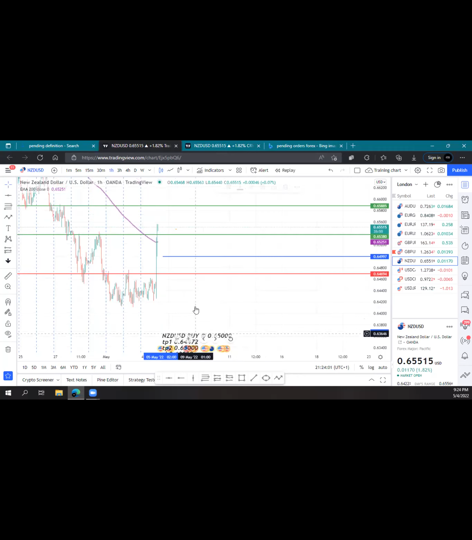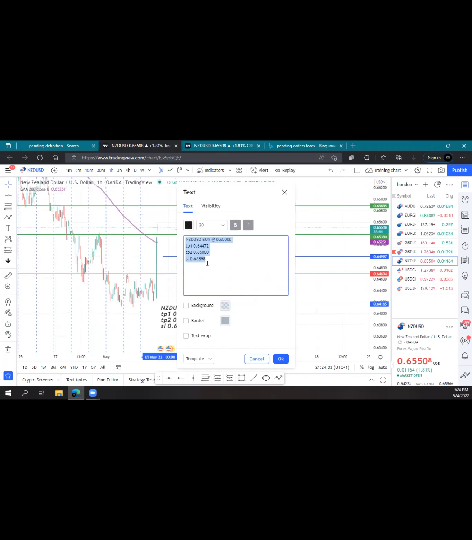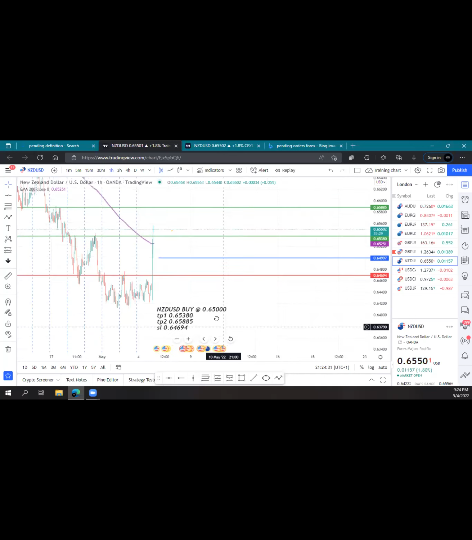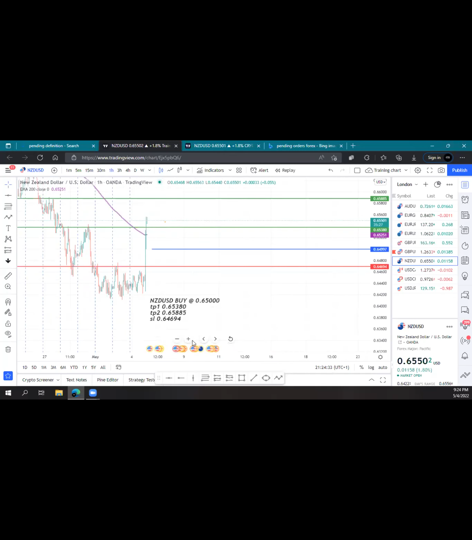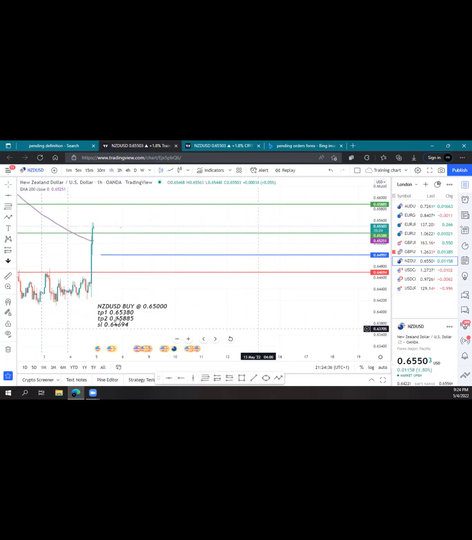Now, sometimes you might get your trade idea to look like this. Just hold on. Let me correct this. Let me just set this up real quick. 0.65885. Now, what if you get a trade signal and it looks something like this?